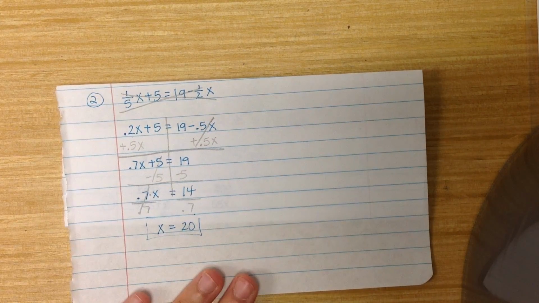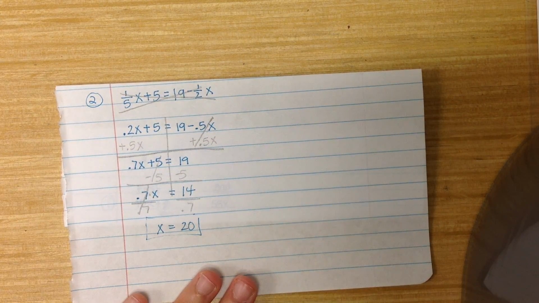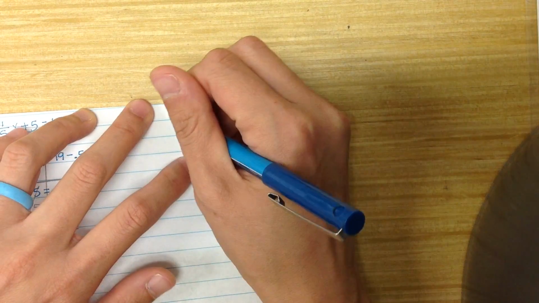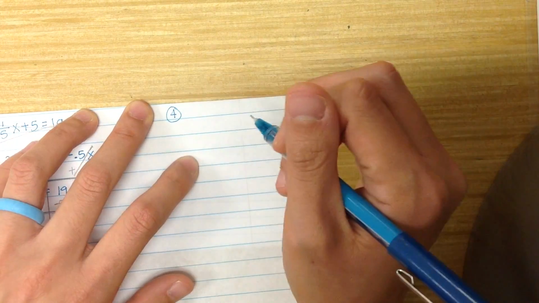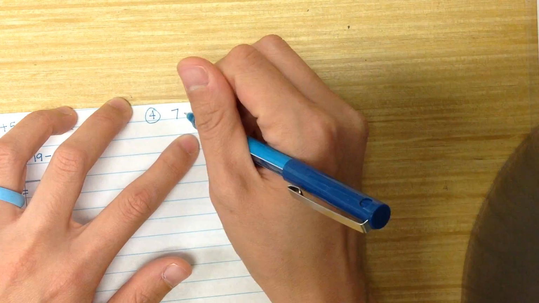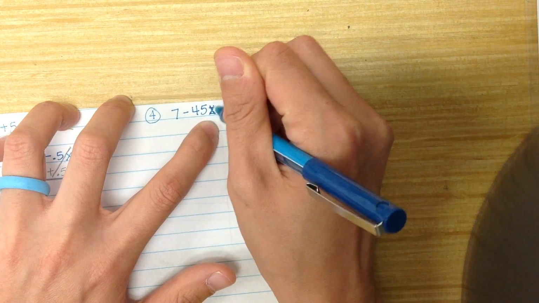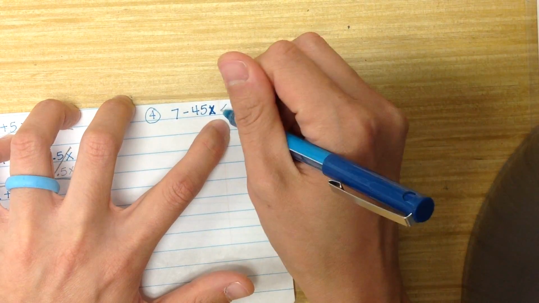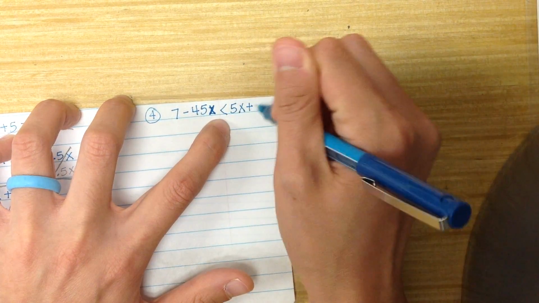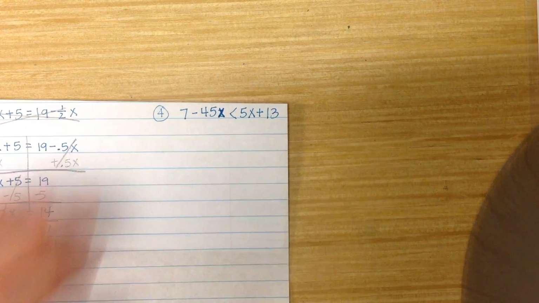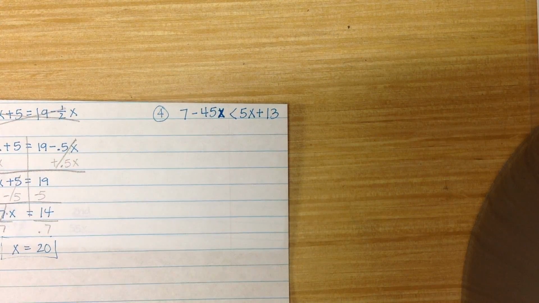Okay? This time you try one by yourself. Please write this problem down. What if I have this? 7 minus 45x, let's write x. X's are always easier. Is less than 5x plus 13. Okay, pause your video. Please try it yourself. See what you can do.